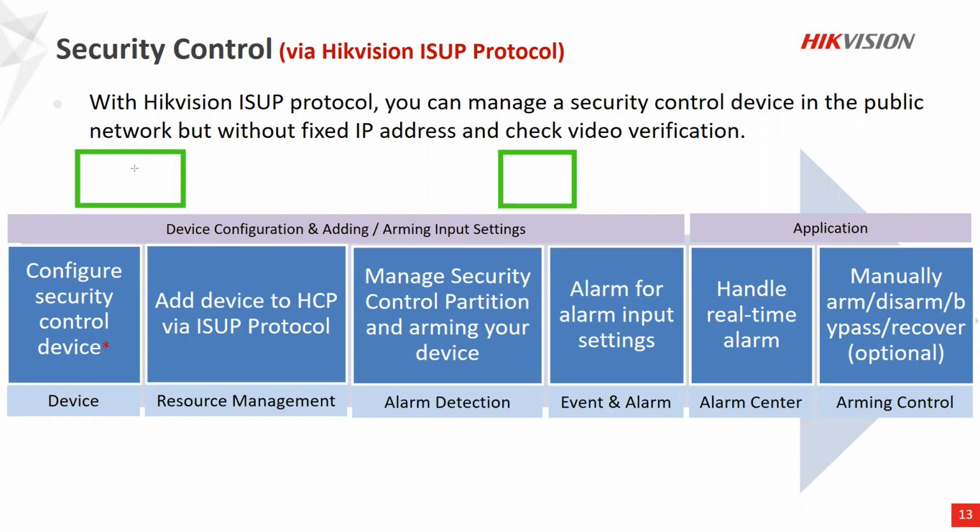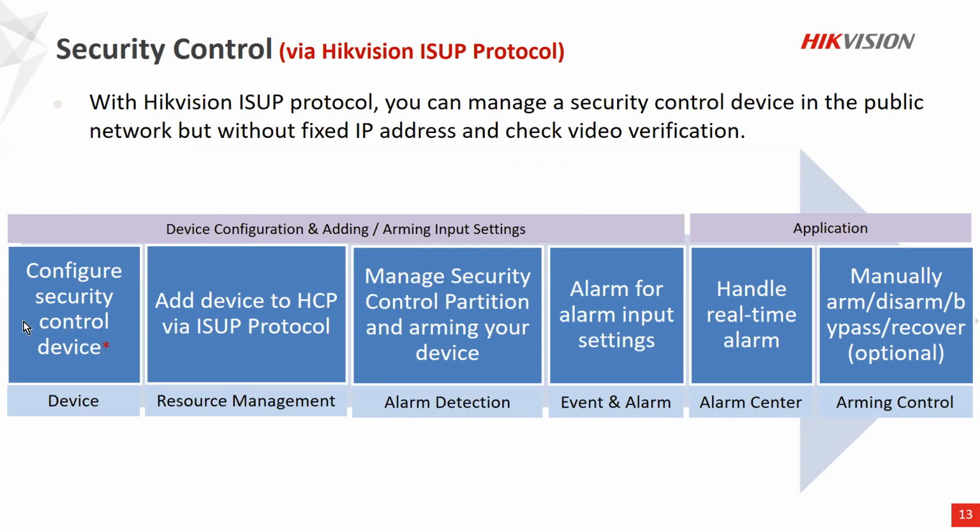So normally in HIK-Central, I would put in the IP address of the device to connect to it, right? But the ISUP protocol is different. The ISUP protocol pushes. So in this case, the alarm panel is going to connect to HIK-Central instead. This is using the ISUP protocol. So I like to call it a push protocol. So the alarm panel will connect to HIK-Central and not HIK-Central to the alarm panel. That's our ISUP protocol.